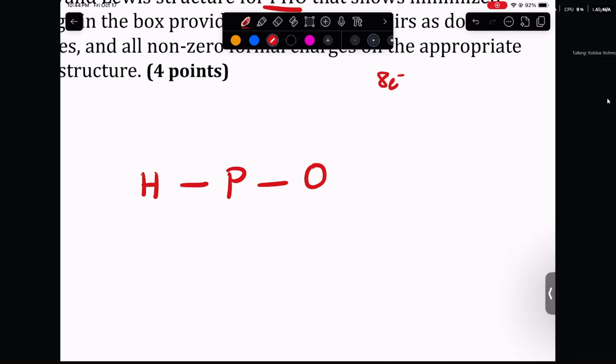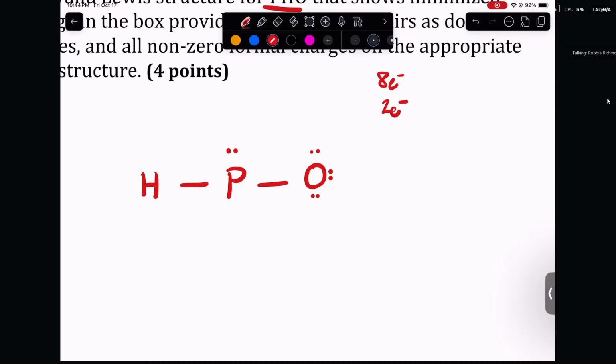Next rule in making these Lewis structures is to throw all these electrons onto the outside atom. In this case, it's just going to be oxygen, since hydrogen cannot have more than 2 electrons. It only has that s orbital. So now we're left with 2 electrons, and I'm going to throw these on phosphorus.